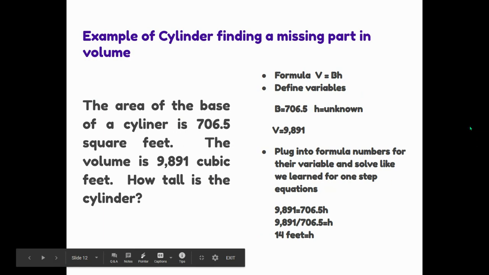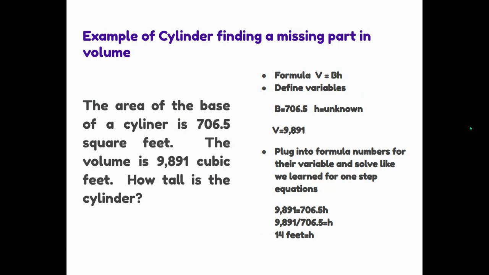Well, sometimes they want you to find a missing part in volume. So this is what you're going to do if it's a cylinder. Now, in a cylinder, it's easier to use that capital BH thing. In this problem, the area of the base of a cylinder is 706.5 square feet. The volume is 9,891 cubic feet. How tall is the cylinder?